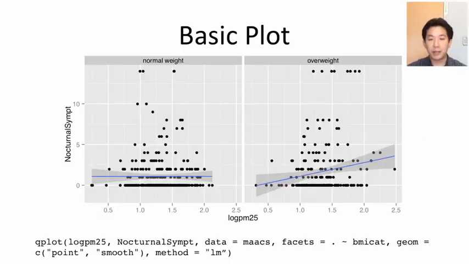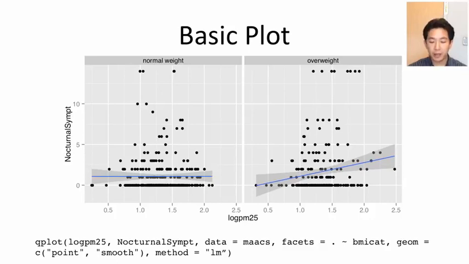So here's a basic plot. I made this using the ggplot function. You can see the code down there at the bottom. The basic idea is I've taken the scientific question in the previous slide and translated that into a plot. So I plotted the relationship between nocturnal symptoms, which are the number of days in the past 2 weeks where there were symptoms at night, so symptoms while sleeping, for example, and the log of the PM2.5 indoor value.